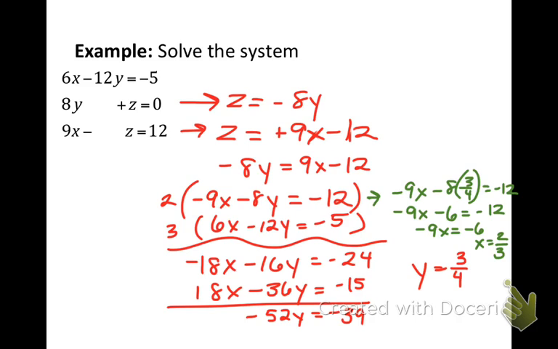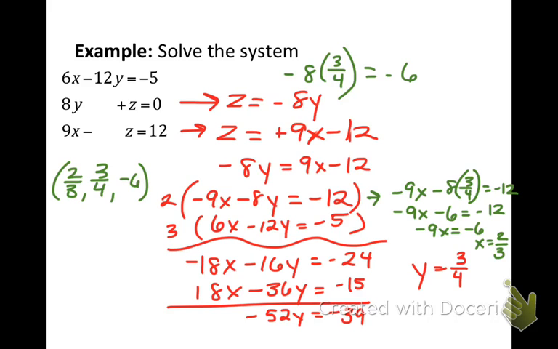So now I have a y and an x. So now let's go back to one of these z's. I could go back to one of my originals, but I already have these solved for z. So it'd be easiest just to do negative 8 times 3/4. So if we do negative 8 times 3/4, which will be negative 6, right? So my ordered triple is going to be my x, which is 2/3, my y, which is 3/4, and my z, which is negative 6.